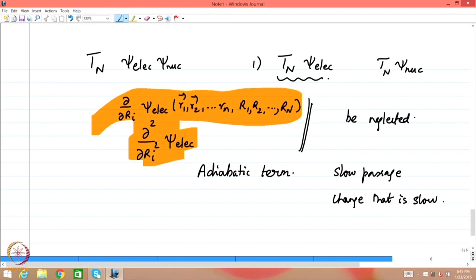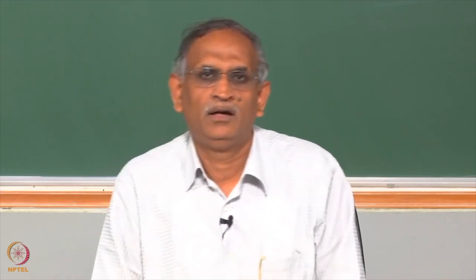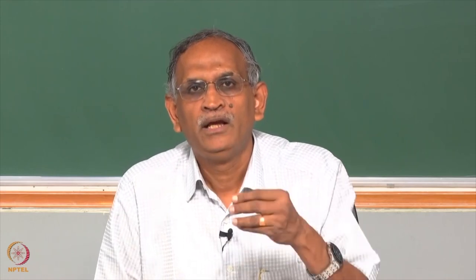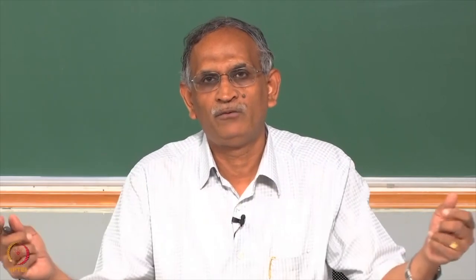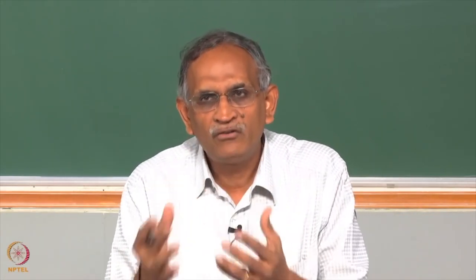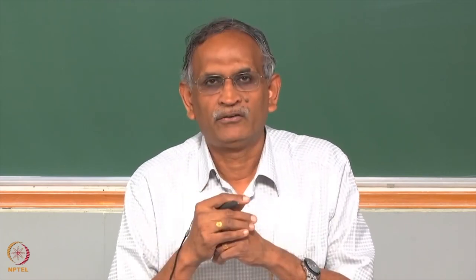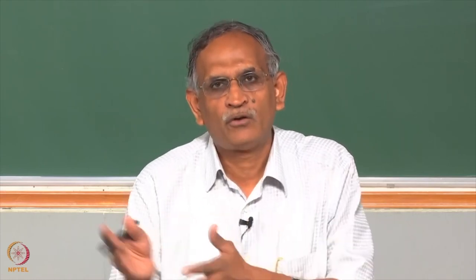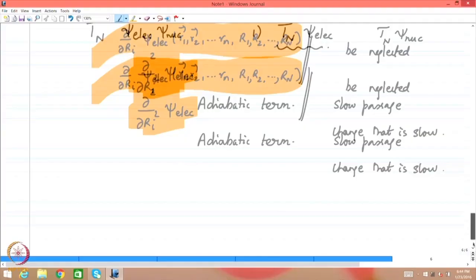Please understand, if the derivative is 0, then that function is independent of that coordinate. But we have assumed that the wave function is dependent on the nuclear coordinates because we argued that the electron densities keep changing when the nuclei come together. Therefore, the electronic wave function is dependent on the nuclear coordinates, but its rate of change with respect to nuclear coordinates can be dropped off, and that's approximation two.